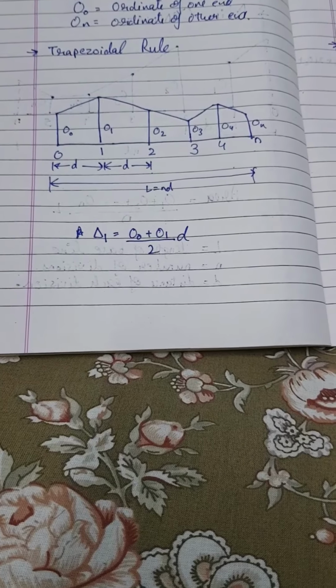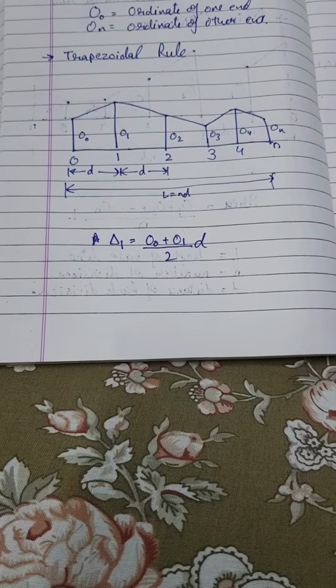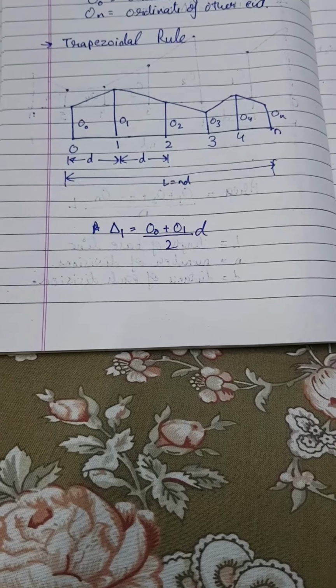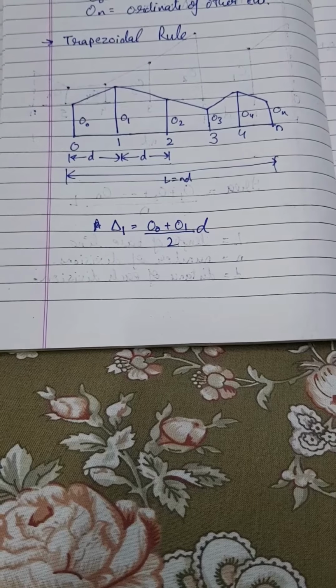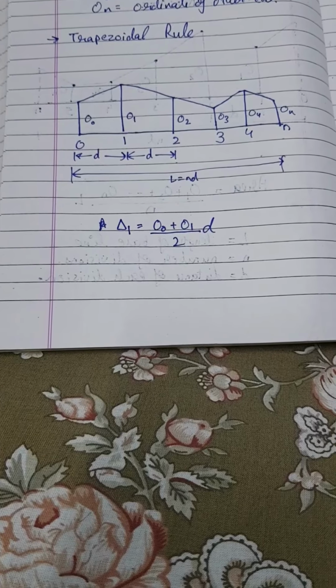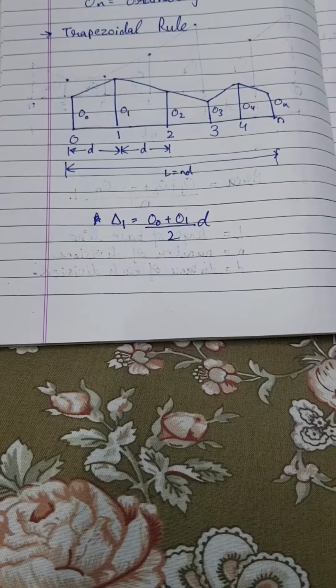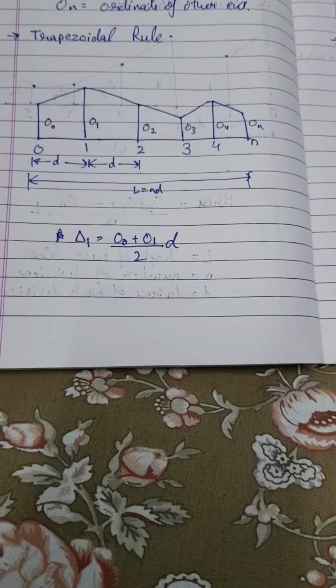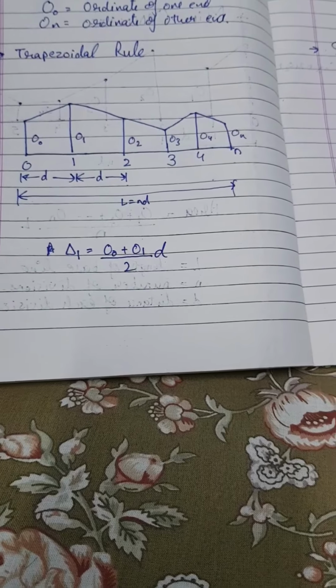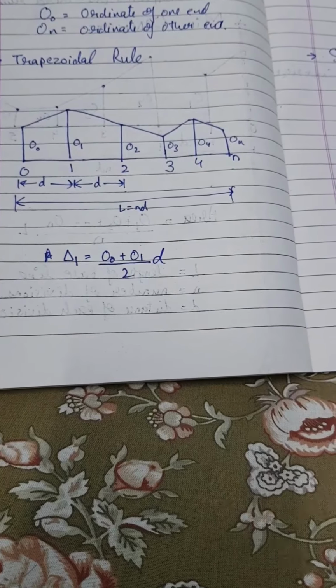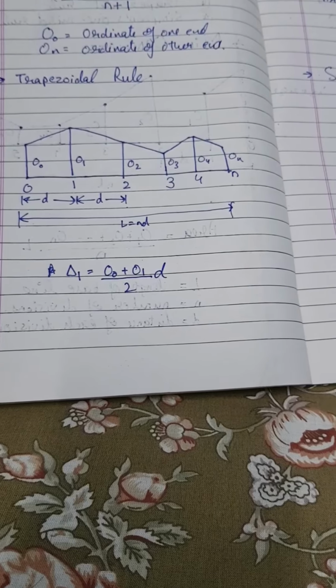Next we have the trapezoidal rule. This rule is based on the assumption that the figures are trapezoids. The rule is more accurate than the previous two rules, which are approximate versions of the trapezoidal rule. Here we divide the certain area into some parts. Like here we have 4 divisions.